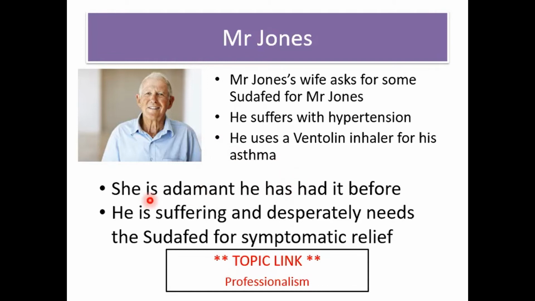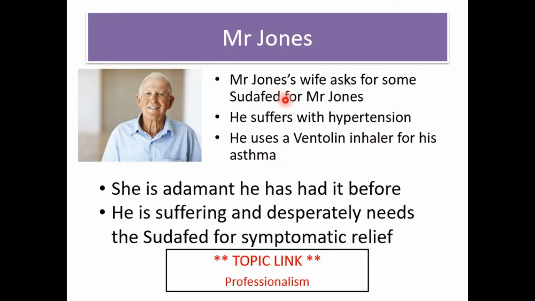So, she is being adamant that he has had the Sudafed before. Obviously, he's suffering and desperately needs the Sudafed for symptomatic relief, and is getting quite irate with you that you're not making the supply. So a couple of things you need to be mindful of is that hypertension is high blood pressure. He's also using something called Ventolin, which he's using for asthma. So you've got two conditions here. You've got high blood pressure and asthma.